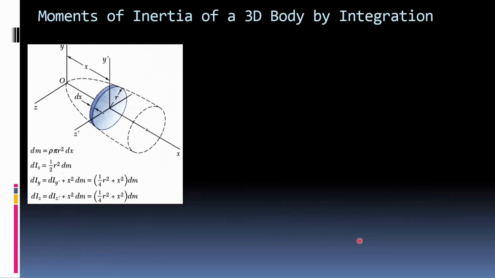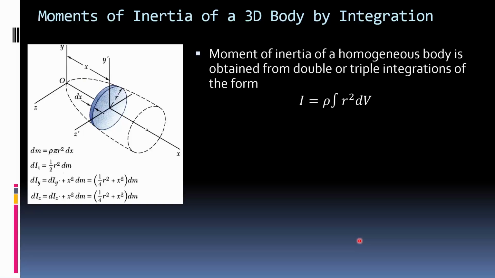Okay, so now let's talk about the moments of inertia of a 3D body by direct integration. There's certain times when you can actually figure it out by direct integration. So moment of inertia of a homogeneous body is obtained by triple integrations of the form integral of rho r squared dV. A homogeneous body means that rho is constant, so integral of r squared dV. But dV is dx dy dz. No one wants to do triple integrations. It makes life a little bit difficult, okay?